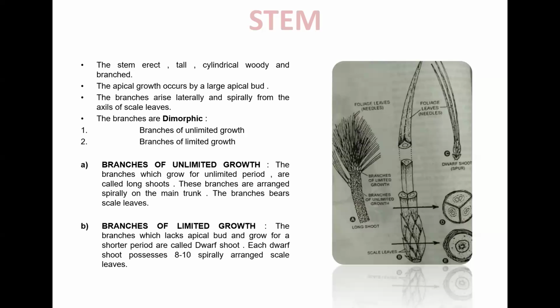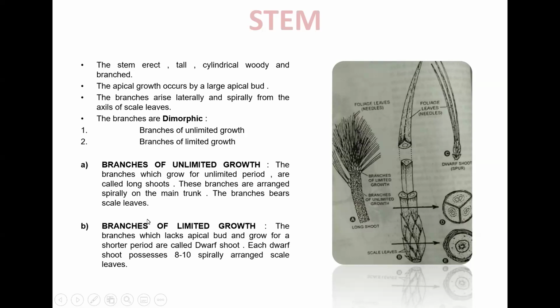And these branches are dimorphic. This Pinus shows dimorphic branching, that is, the presence of two different types of branches. One is branches of unlimited growth, and the other is branches of limited growth. When we talk about the branches of unlimited growth, the name itself implies unlimited, that is, the branches which grow for an unlimited period. There is no restriction for the growth of these branches. They keep on growing. These are called long shoots, and these branches are arranged spirally around the main trunk. And on these branches, we can see the presence of scaly leaves.